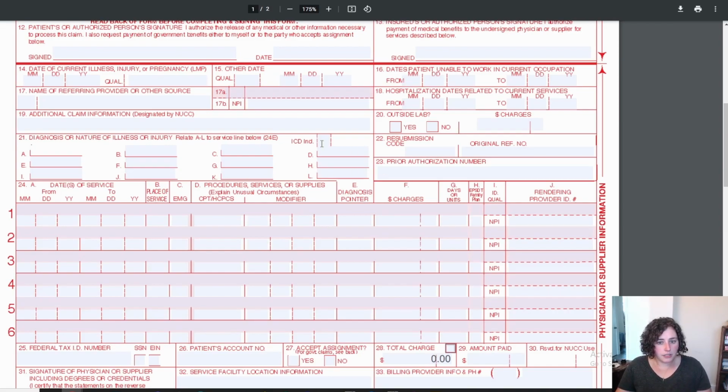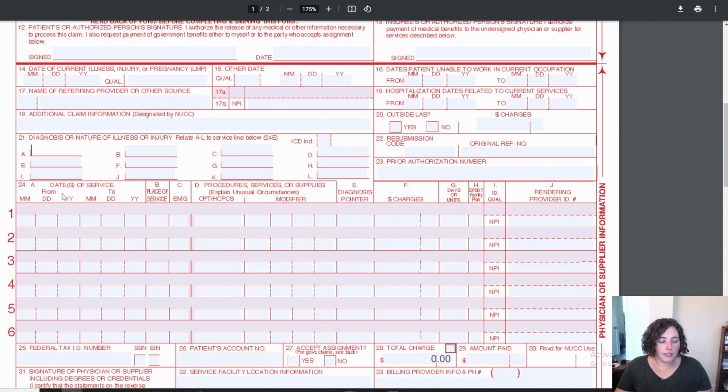And then under here, resubmission code. This is something that you don't need unless you are submitting a claim correction. So if you are submitting a claim correction, you would want to make sure that you have the original reference number, and then 7, which would be a replacement of a prior claim, or 8, which would be a void or cancellation of a prior claim. But again, you wouldn't indicate this if this is the first claim you are submitting for a specific date of service.